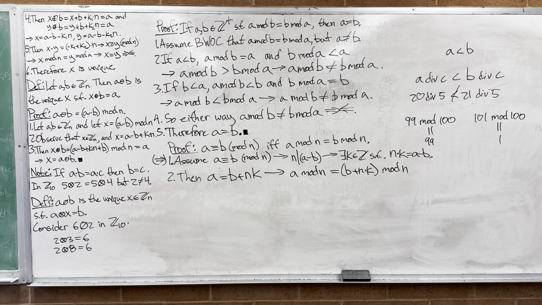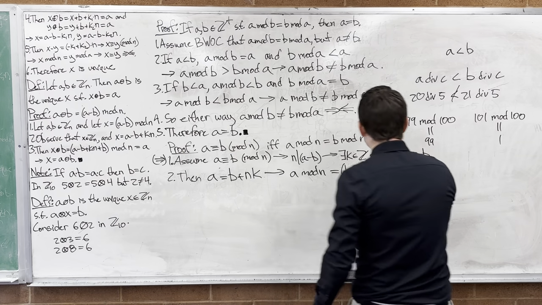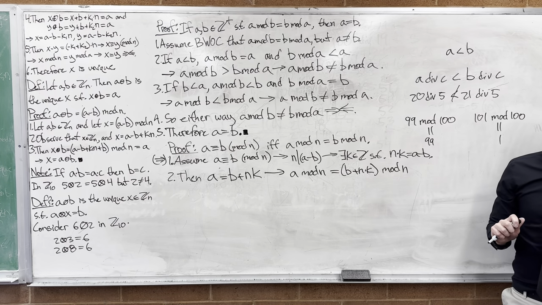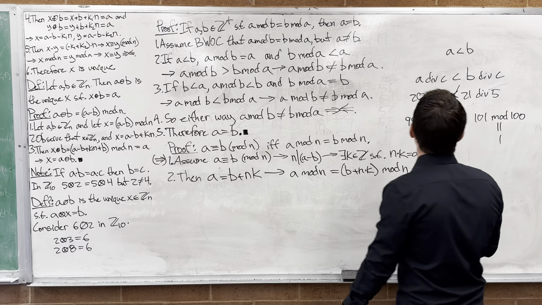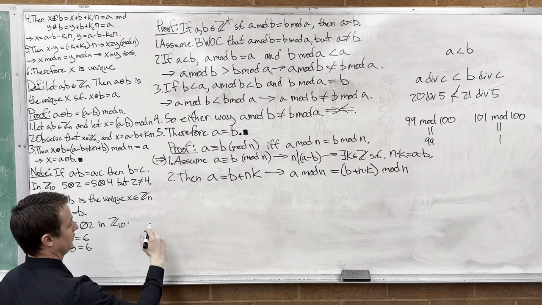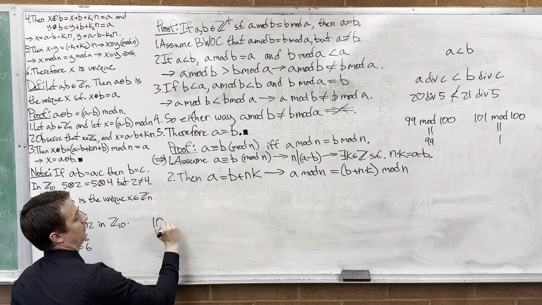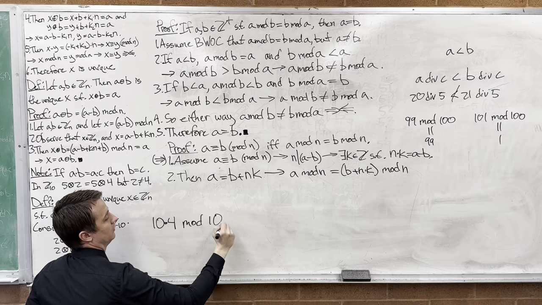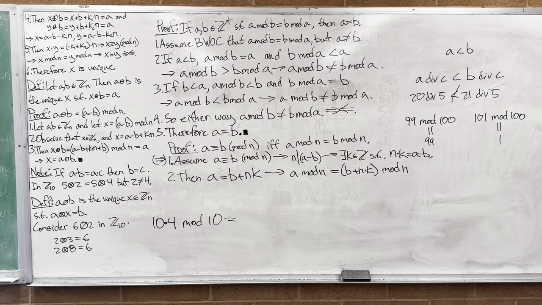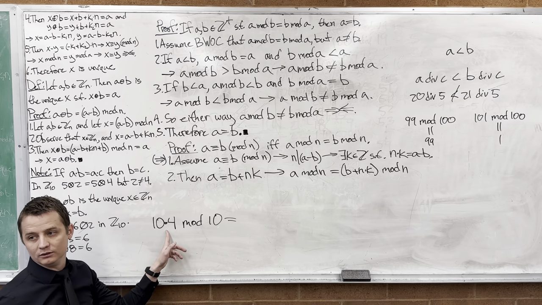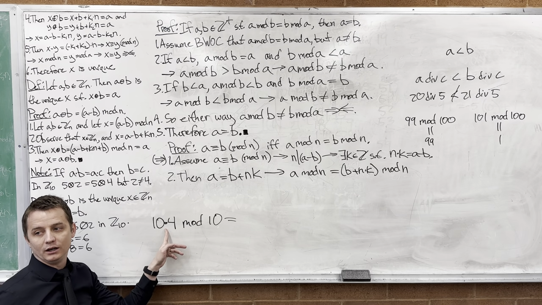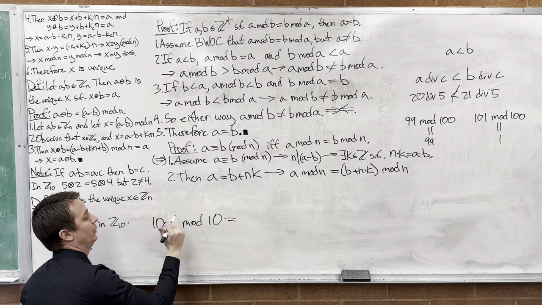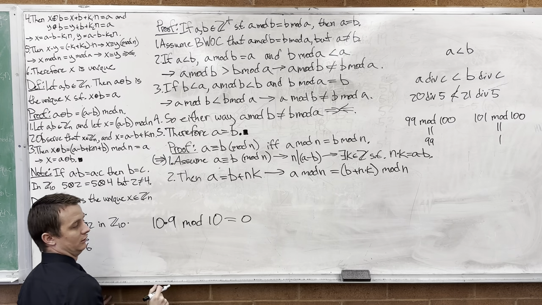You with me? What is n times k mod n? Let me do some concrete examples, because once you see it, it's obvious. What is 10 times 4 mod 10? Zero. How many times does 10 go into 10 times 4? Four times with a remainder of what? Zero. Okay, you got me there. What if I put 9 here? Now what's the mod? Oh, it's still zero.